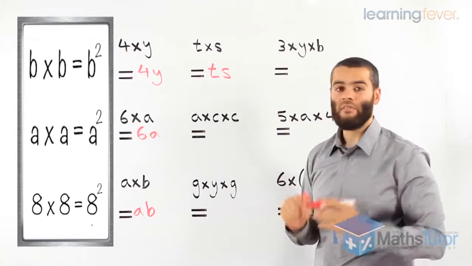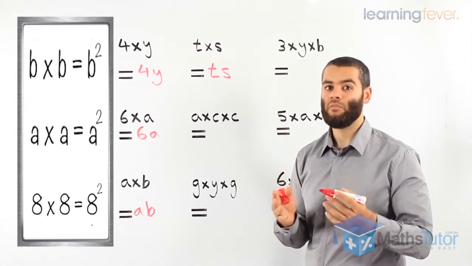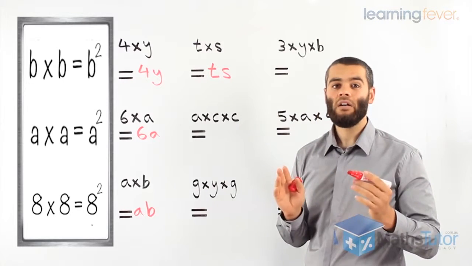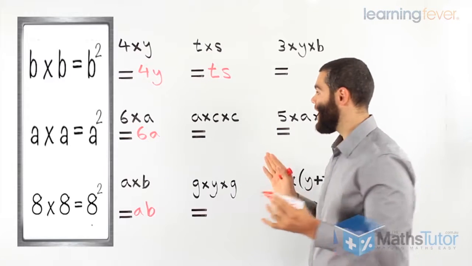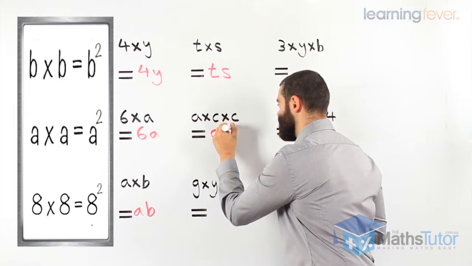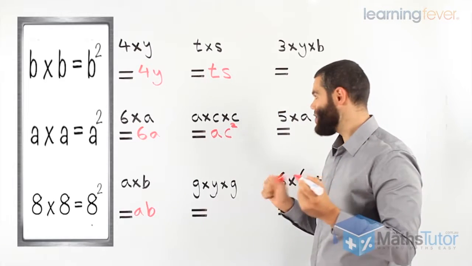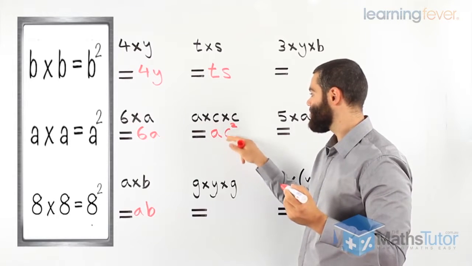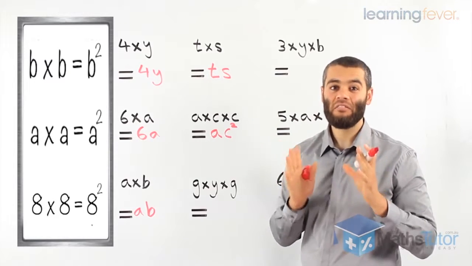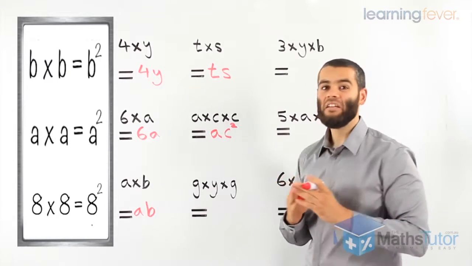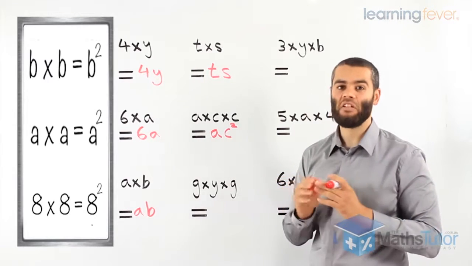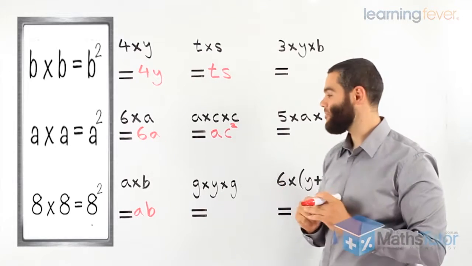Looking here, we have a times c times c. Now, when we are writing this one, again, we are going to get rid of the multiplication signs. A times c is ac squared. Why? A times c is ac, c times c is c squared. Instead of writing acc, again, in maths we like to make things simple. So, we write it as ac squared, meaning a times c, again, because c squared means c times c.